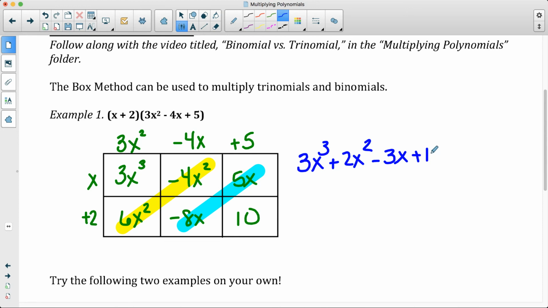And there you've multiplied a binomial by a trinomial. So go ahead and stop the video and try the next few problems.